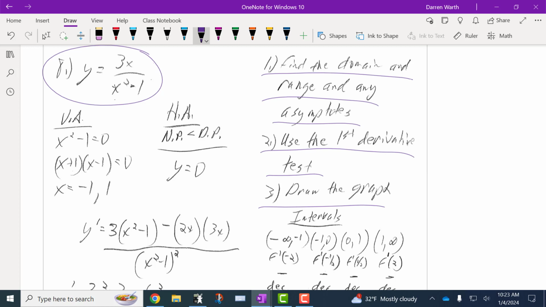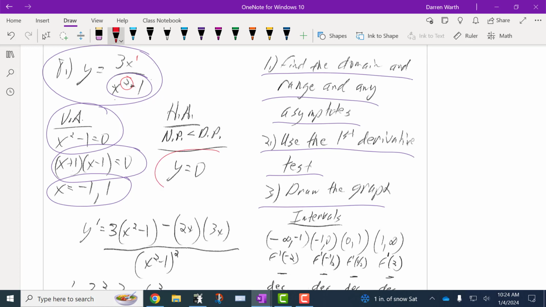Okay, so we're going to look at the domain and the range, any asymptotes. So basically what we're doing is finding the vertical asymptotes. So remember your vertical asymptotes, take the denominator, set equal to 0 and solve it. I factor x squared minus 1 equals 0, I get x plus 1 times x minus 1. So my two vertical asymptotes are going to be at negative 1 and 1. My horizontal asymptotes, I go ahead and compare the numerator power with the denominator power. So this power is 1, this power down here is 2. So remember the numerator power is less than the denominator power, so that means that my horizontal asymptote is at y equals 0.